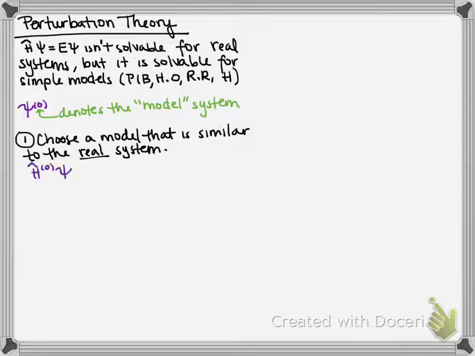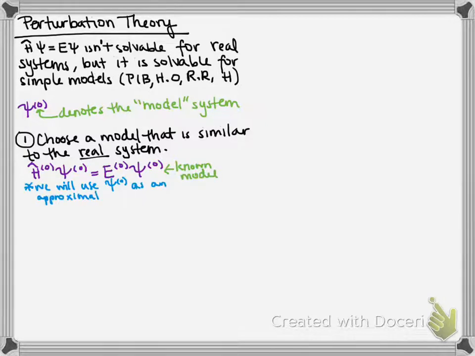So we're going to choose a model, and we know Schrodinger's equation for that model. We know what our Hamiltonian is, so we'll denote that as H hat 0. We know our wave function, psi 0, and we know our energy result, E0. So we know this differential equation. We've already solved it for those real systems. All of these are in your notes once we choose our system.